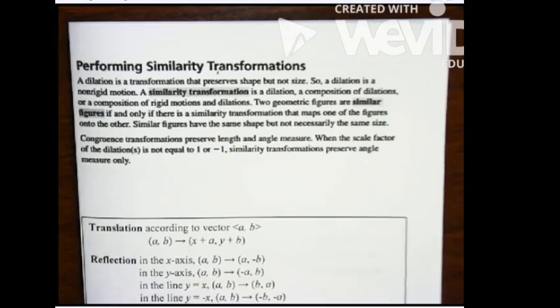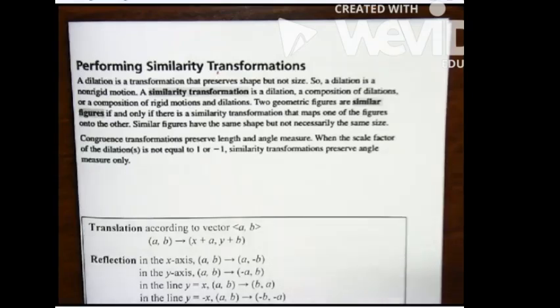Now, a similarity transformation is a dilation, a composition of dilations, or a composition of rigid motions and dilations. Two geometric figures are similar figures if and only if there is a similarity transformation that maps one of the figures onto the other. Similar figures will always have the same shape, but not necessarily the same size. Basically, similar figures are figures that have had some kind of dilation involved, and then it can be moved from one to the other.